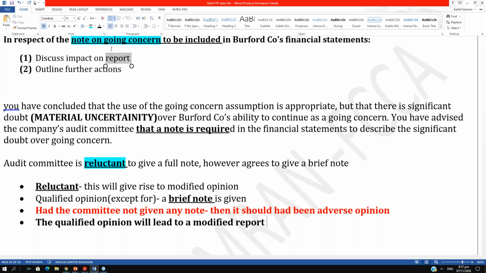The examiner was asking for the report, right? Not opinion. I hope you read the question carefully. So the auditor will issue a modified opinion. Which modified opinion? Qualified opinion. And because of the qualified opinion, what will be the impact on the report? Will the report be unmodified or modified? Modified opinion is one thing, modified report is another thing. So because of the modified opinion, the report will become modified. Was the examiner asking for the impact on opinion, or the impact on the report? Are you clear?